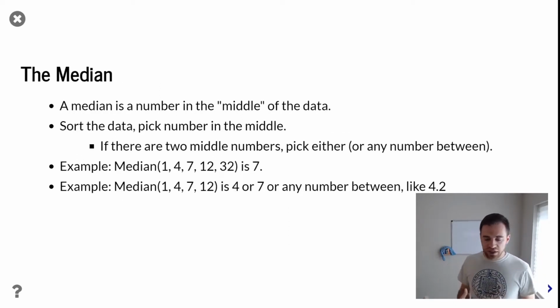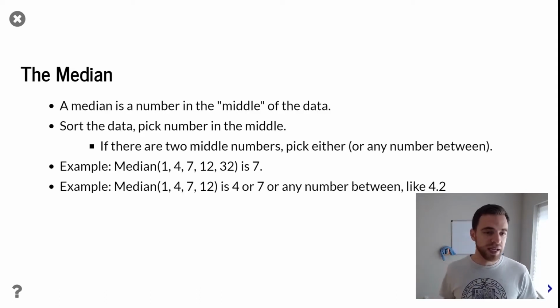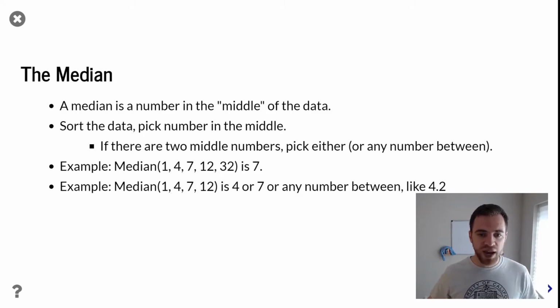So the median, on the other hand, is just a number in the middle of the data. To compute the median, I sort the data and then I pick the number in the middle. Now, of course, sometimes there can be two middle numbers if I have an even number of numbers. Okay. So for instance, if I have these 5 numbers, I sorted them, the median will be 7 because that's the number in the middle.